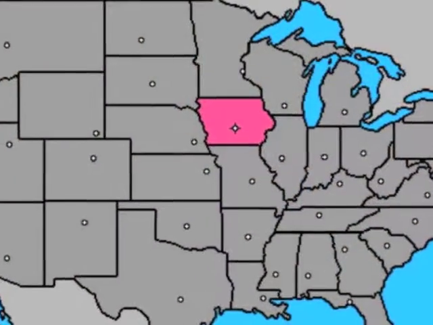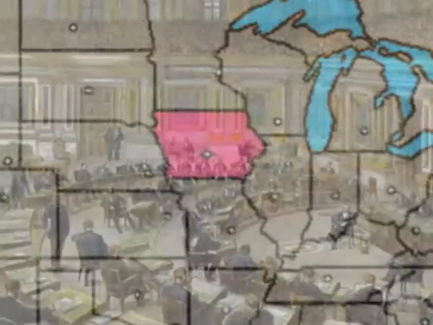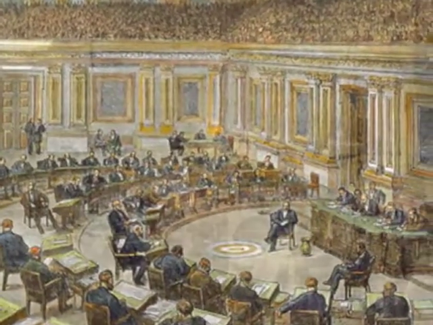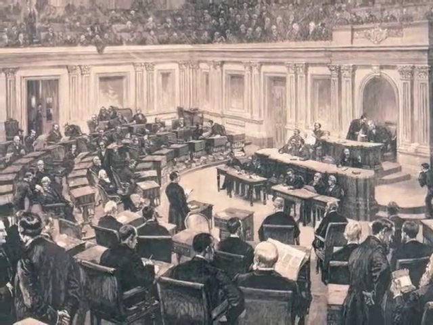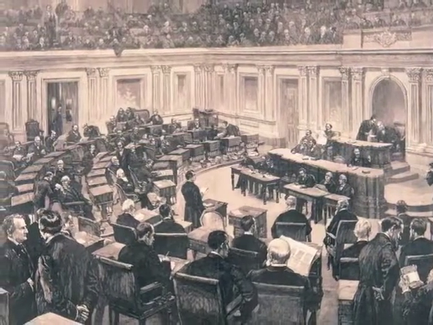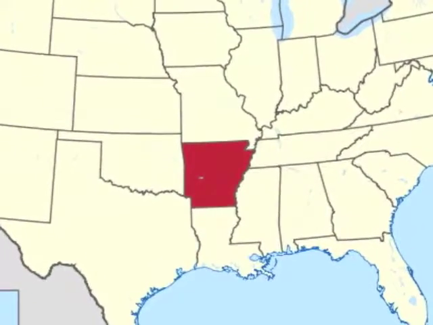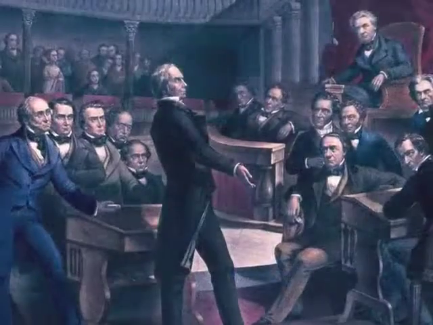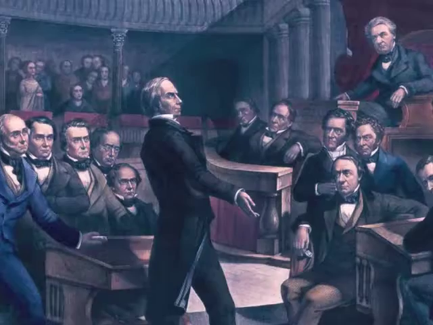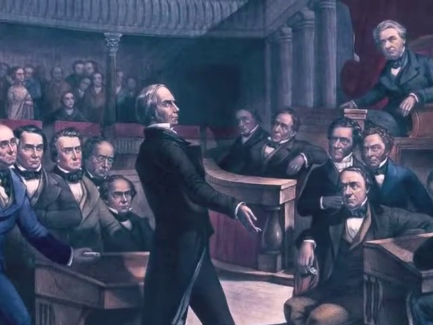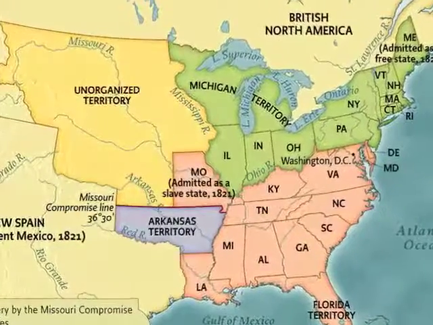So if a state came into the United States that was an anti-slavery state, likely their senators and their congressmen would vote against slave initiatives at the national level. On the other hand, if a slave state was created, a state where slavery was allowed, their senators and congressmen would likely vote for measures that advocated slavery in the United States. So the Missouri Compromise was designed to keep a balance.